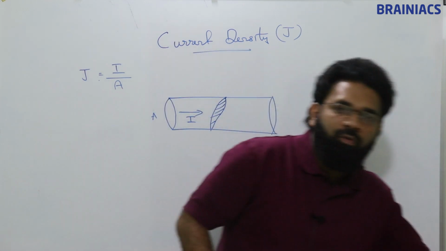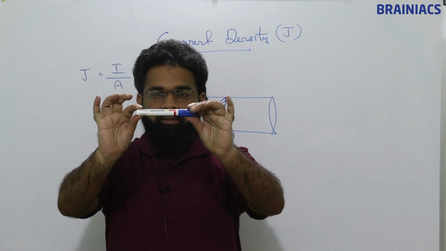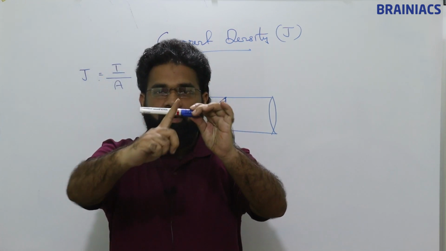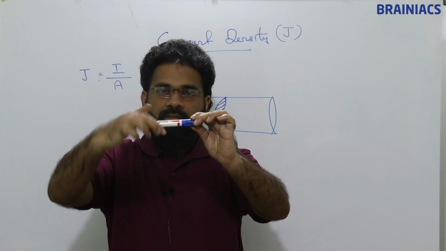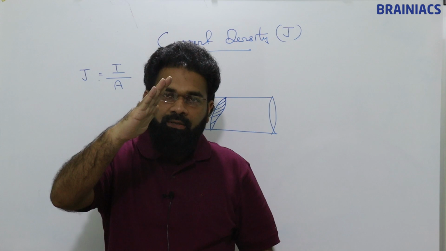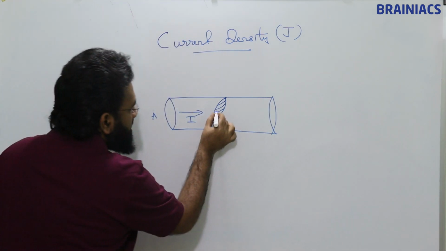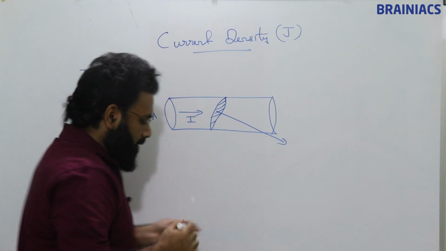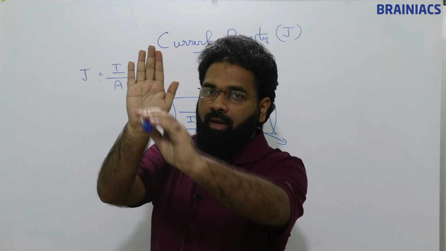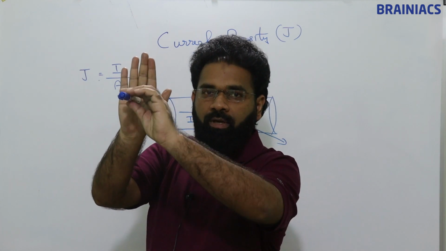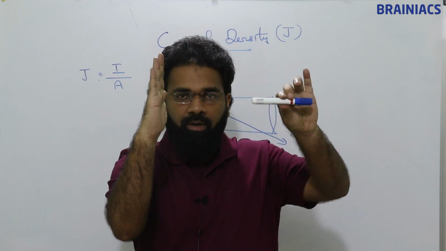If I assume a conductor, suppose this is a conductor, and if I cut like this, not like this, then this conductor's area will be like this. So if I draw a normal to the area, how can I draw a normal to this area? My palm, this is the normal to the area. If I keep the area like this, this is the normal.